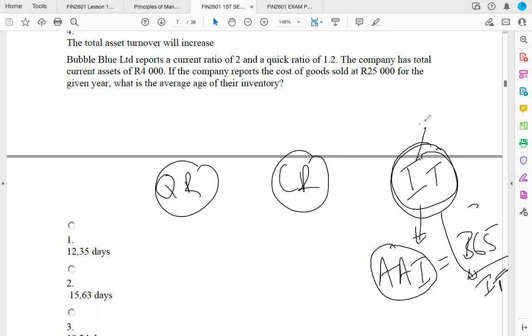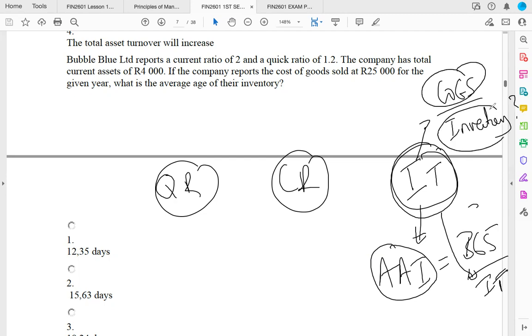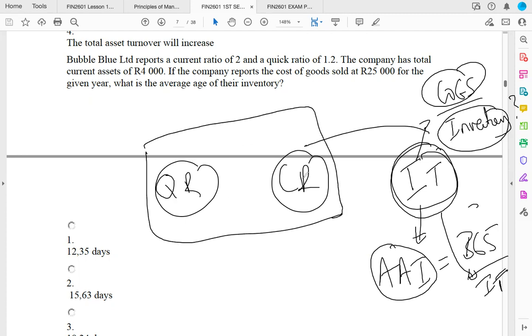So we know that the inventory turnover is cost of goods sold divided by inventory. We've been given cost of goods sold, but we haven't been given inventory. So we then have to use these two ratios. Once again, I think this is like the 4th time we've come across these 3 ratios. We need to use these 2 ratios once again to help us to calculate inventory. Then we can substitute the inventory here, cost of goods sold divided by the inventory, to get the inventory turnover. Then we can say 365 divided by the inventory turnover to give us the average age of inventory.